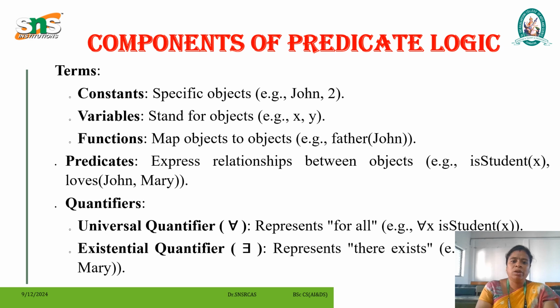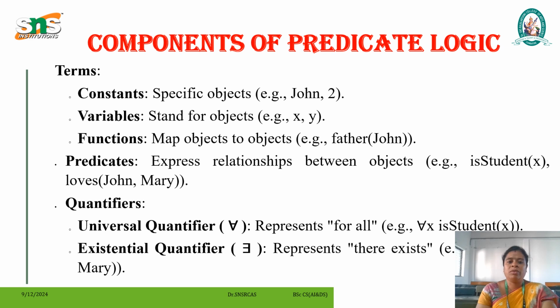Terms. First one, constant, a specific object. For example, John, Doe. Next one, variable. Variable is nothing but a stand-in for an object. For example, X, Y, Z, for storing purposes. Next one is functions. A function is nothing but a map from object to object. For example, the father of John, parent of children, like that. Next one, predicates express the relationship between objects. For example, it may be true or false.